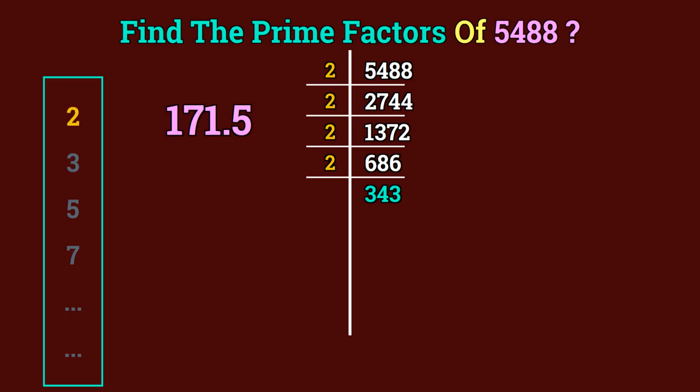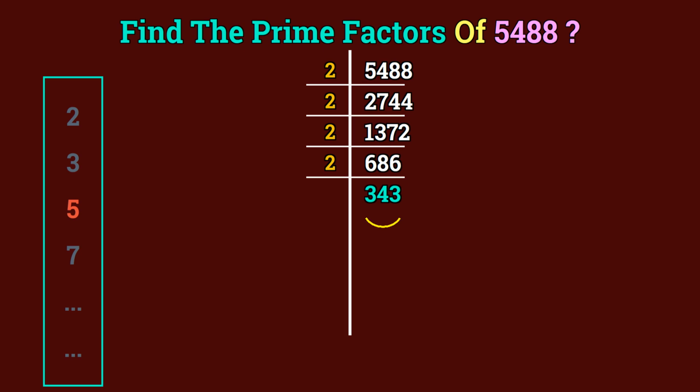Dividing 343 by 2. The result is not integer. Since the result is not integer, we will try to divide by the next number. Dividing 343 by 3. The result is not integer. So we will try the next number. Dividing 343 by 5. The result is not integer. So we will try the next number.